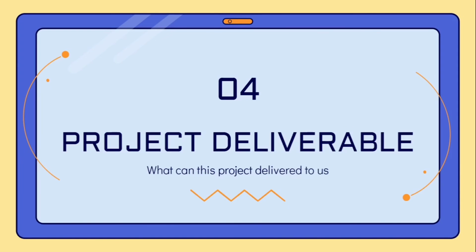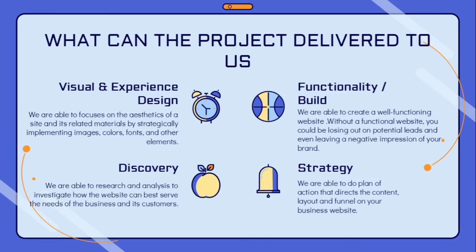So next is the project deliverable. What can this project deliver to us? First, visual and experience design: we are able to focus on the aesthetic of the site and its related material by strategically implementing images, colors, fonts and other elements. The second is functionality or build. We are able to create a well-functioning website. Without a functioning website, you could be losing potential leads and even leaving a negative impression of your brand. Next is discovery. We are able to do research and analysis to investigate how the website can best serve the needs of the business and its customers. And lastly is strategy. We are able to make a plan of action that directs the content layout and funnel on your business website.